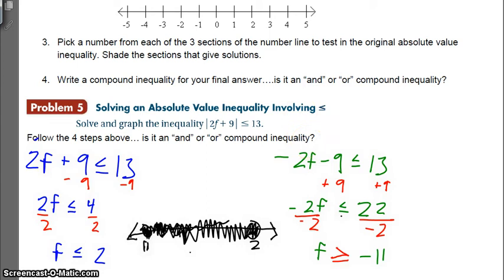We have this finally shaded correctly now, and we can now write a combined inequality that's supposed to be -11. So we can say -11 is less than or equal to my value f, which is less than or equal to 2. So that is all I have for 1.9 on solving and graphing these compound inequalities involving absolute values.